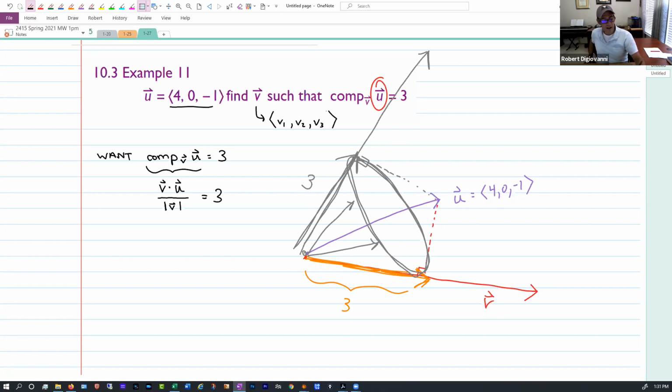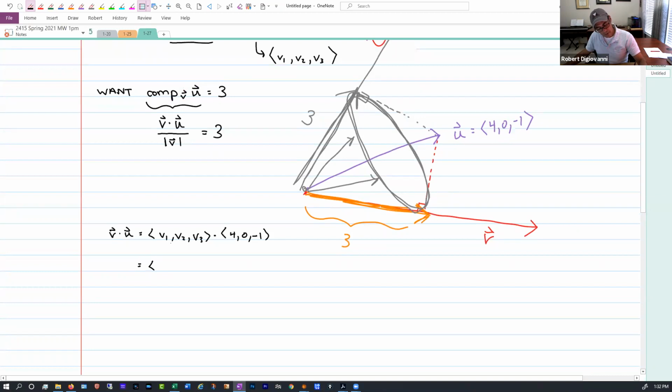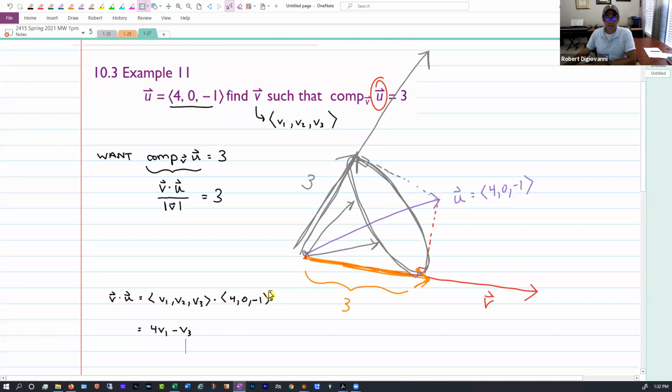And now you can kind of tell me what the dot product is. If I tell you to dot these two together, you're going to do v1 times 4, right? So let me write this down. V dot u will be v1, v2, v3 dotted with the vector 4, 0, negative 1. And if we do that dot product, we should get a number. Sorry, that's a mistake. 4v1 minus v3. So 4 times v1, and then v2 times 0 is gone. V3 times negative 1 is negative v3. Everyone good? That's a dot product.